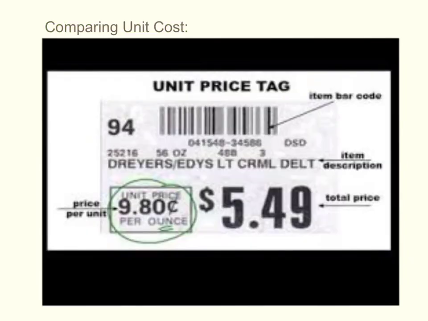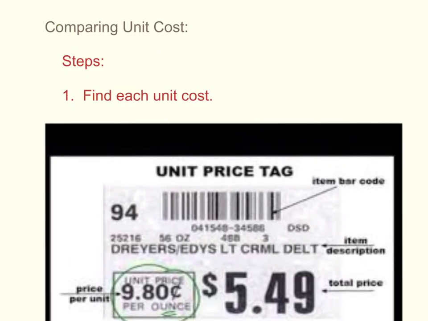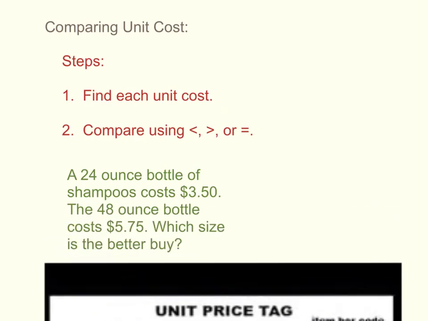Now I'd like to talk about comparing unit cost. The steps are 1, find each unit cost, and 2, compare using less than, greater than, or equal to. Please take a moment to pause this video and write the steps in your notes. Now let's try an example together.